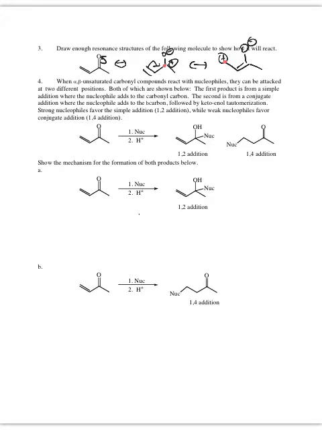So in the first mechanism below, where the nucleophile adds to the alpha carbon, not the alpha carbon, excuse me, the carbonyl, the nucleophile adds in to give us the O minus, and then it can go out and grab a hydrogen off of acid in the second step to form our alcohol.